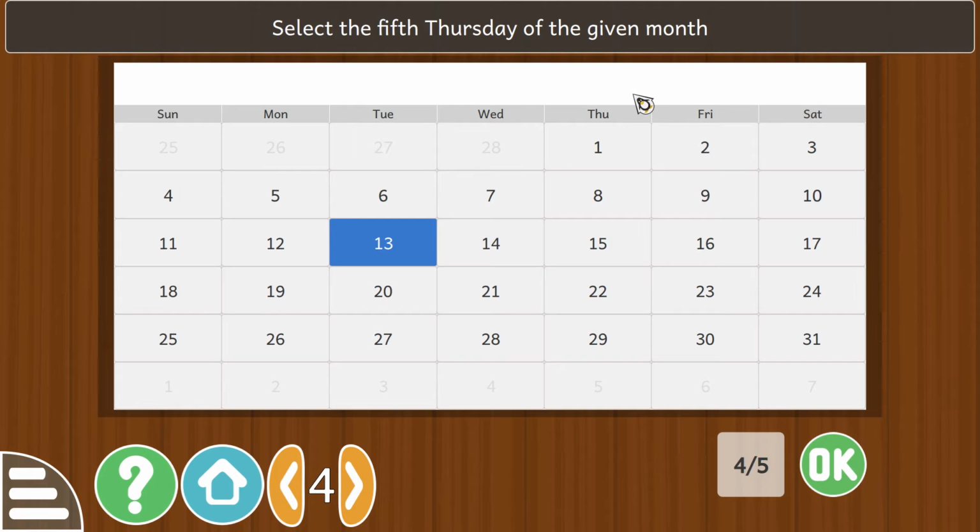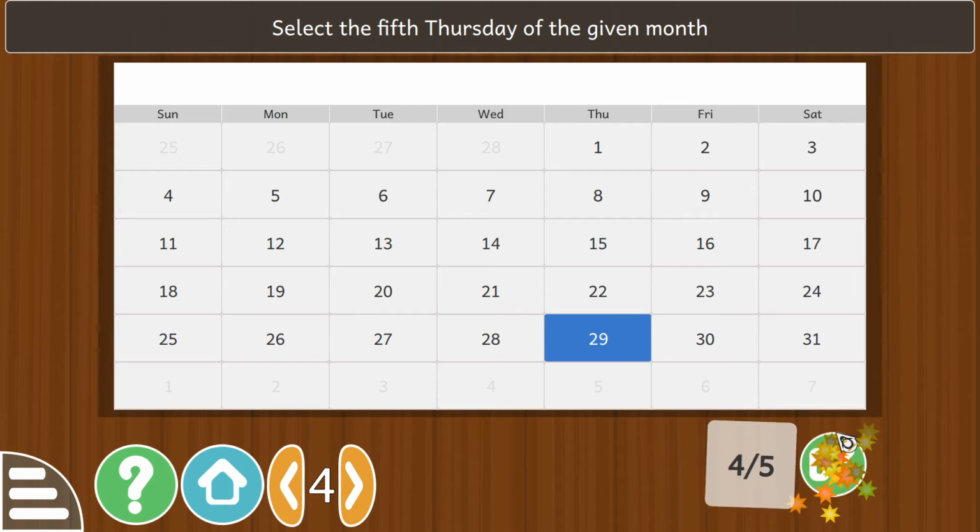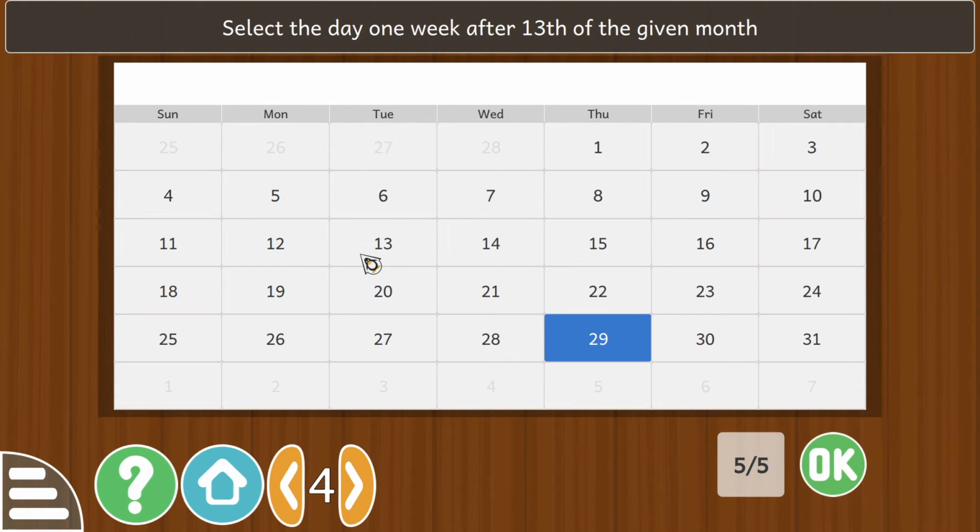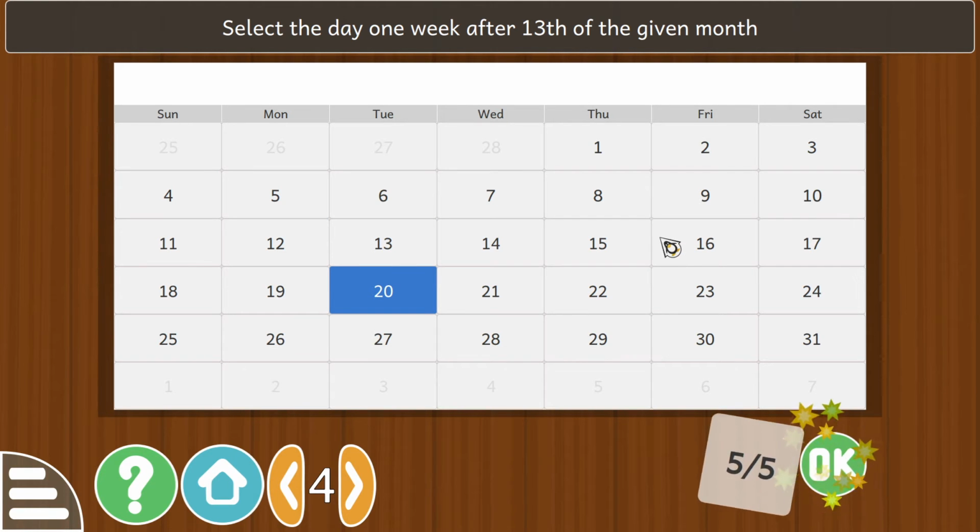Fifth Thursday of the given month. So some months they will usually be, our calendar is a bit weird. Some months have 31, some months have 30, some have 28 days. So each month doesn't always have it. Sometimes there'll be 5 Thursdays in a month and sometimes there won't. But there's always going to be 4 weeks in a month. Select the day 1 week after, 13th of the month. So that's the 13th and the 20th is a week after that.